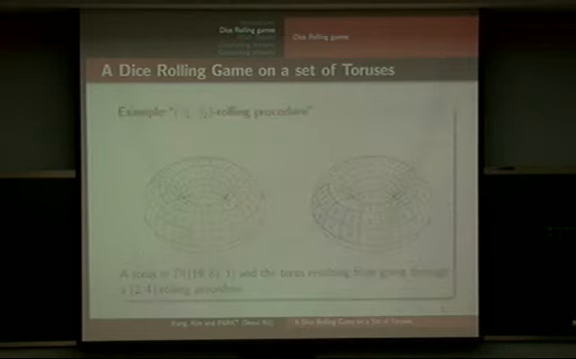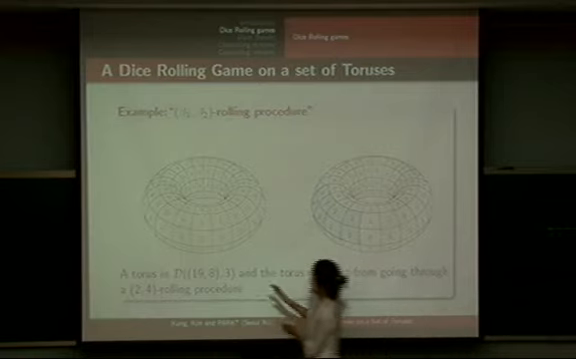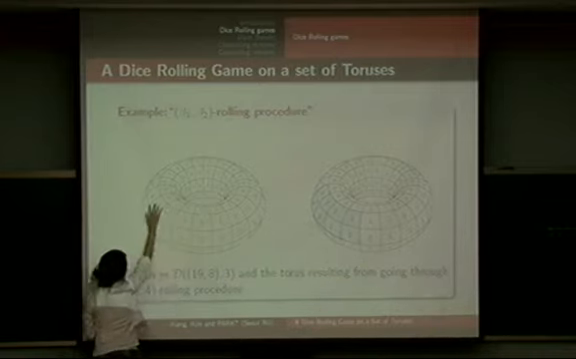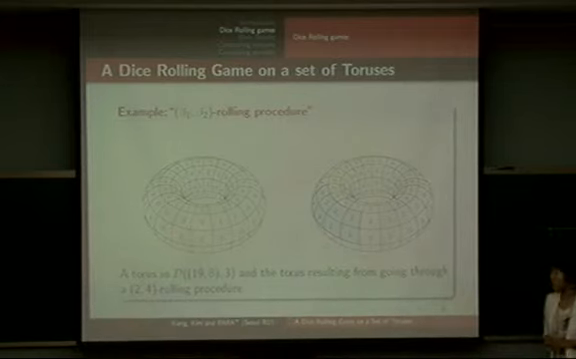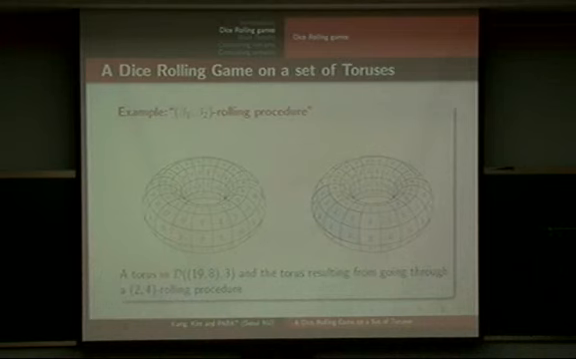this is a torus, and the right one is the torus resulting from going through 2 rolling procedures. So as you see, the numbers on these regions are increased by 1. That's the rule of rolling in this game.